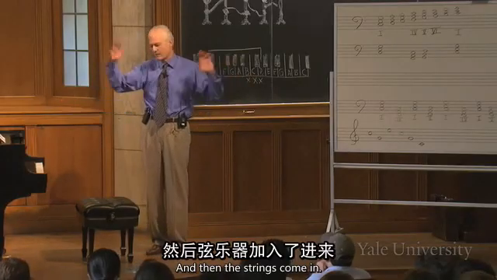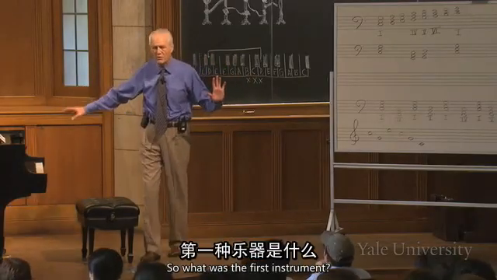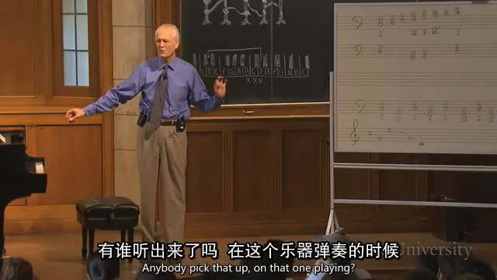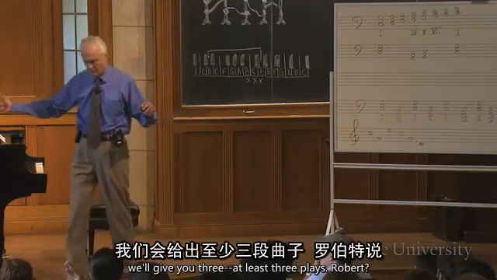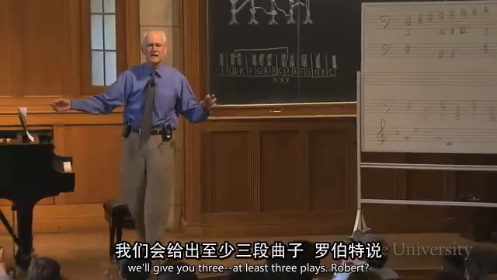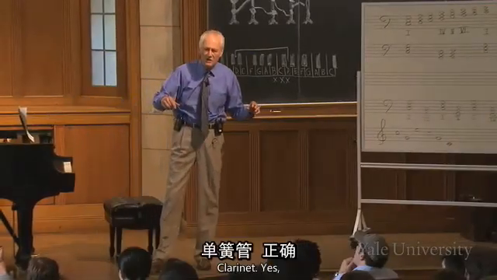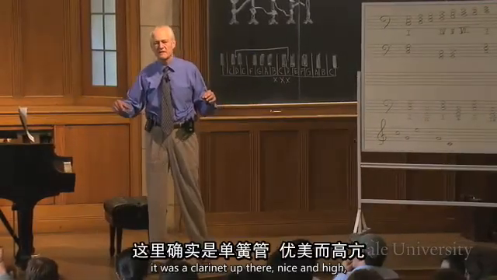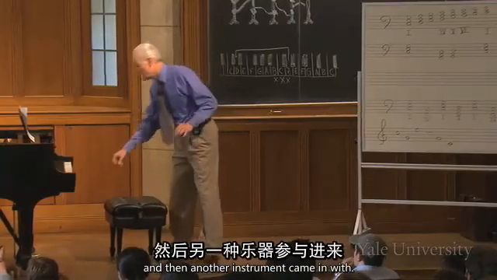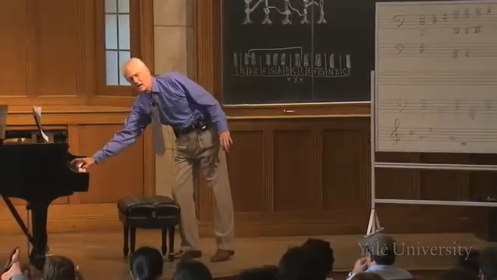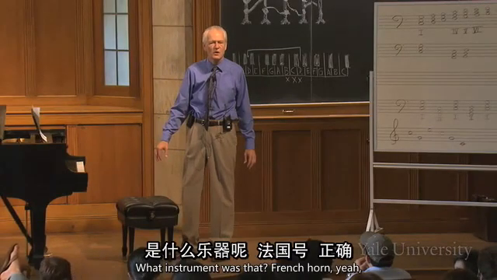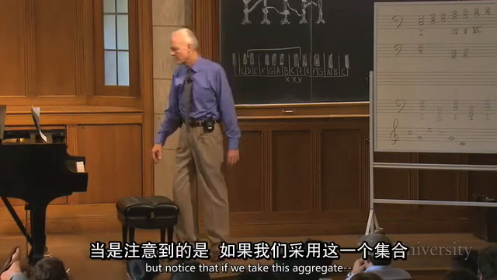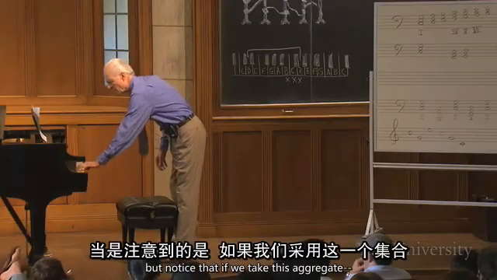And then the strings come in. So let's pause it right there. So what was the first instrument? Anybody pick that up? On the quiz or the test next week, or on Thursday, we'll give you at least three playings. Robert? Clarinet. Yes, it was a clarinet up there, nice and high. And then another instrument came in. What instrument was that? French horn, yeah.